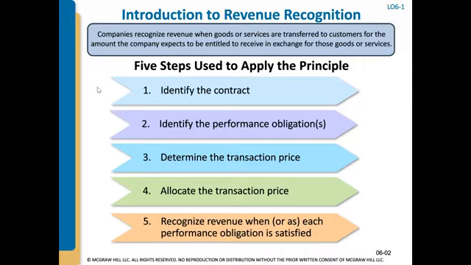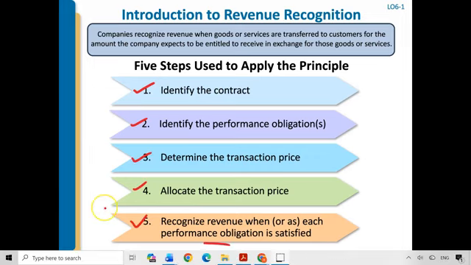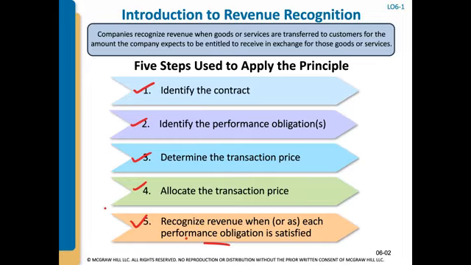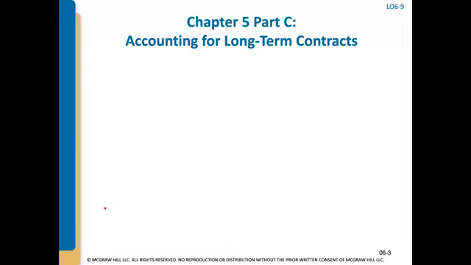Companies recognize revenue when goods or services are transferred to customers for the amount that they expect to be entitled to receive in exchange for those goods or services. There are 5 steps that are used to apply that principle. Number 1 is identify the contract, identify the performance obligation or obligations, determine the transaction price and allocate it, and we recognize the revenue when each performance obligation is satisfied, meaning complete.